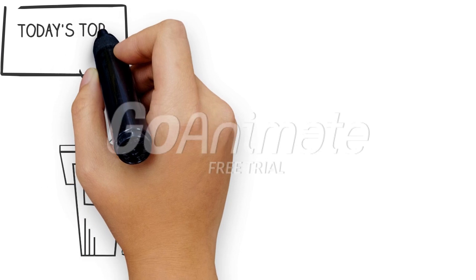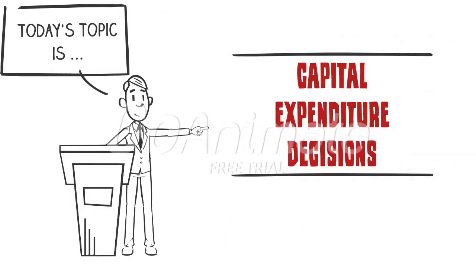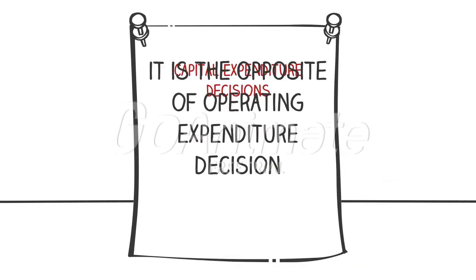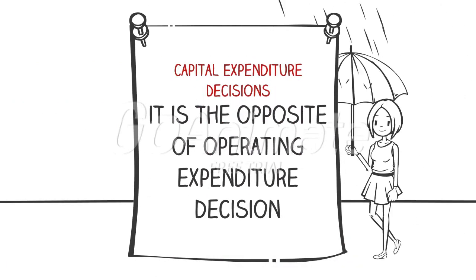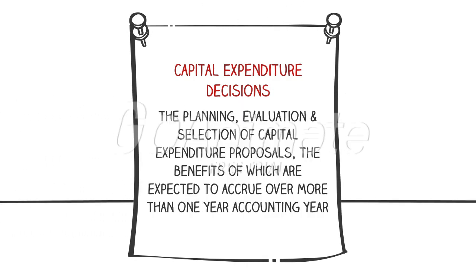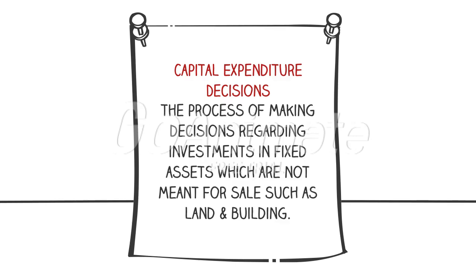Next, we are going to look into capital expenditure decisions. Capital expenditure decisions are the opposite of operating expenditure decisions. They involve the planning, evaluation and selection of capital expenditure proposals, the benefits of which are expected to accrue over more than one accounting year. Capital expenditure decisions are the process of making decisions regarding investments in fixed assets which are not meant for sale, such as land and buildings.